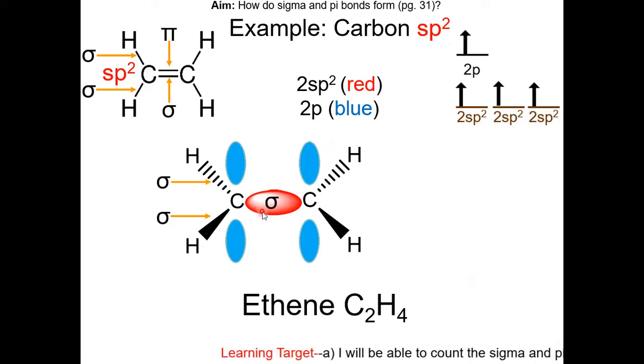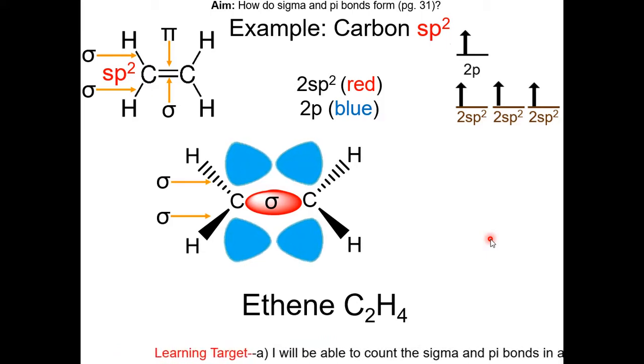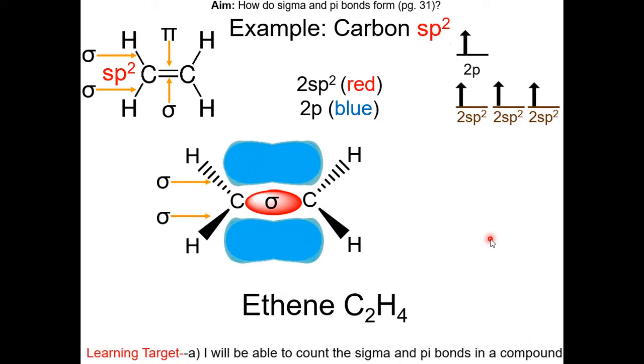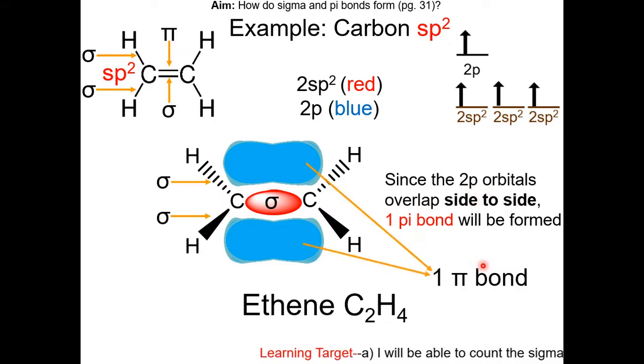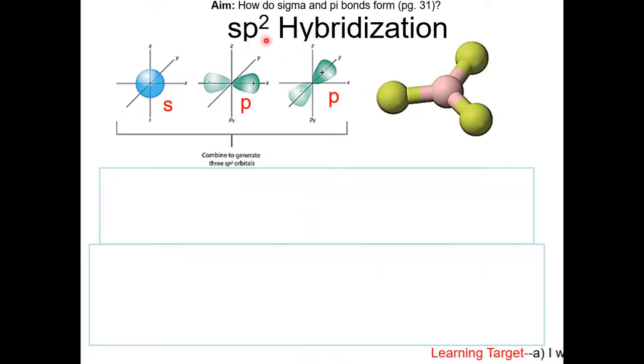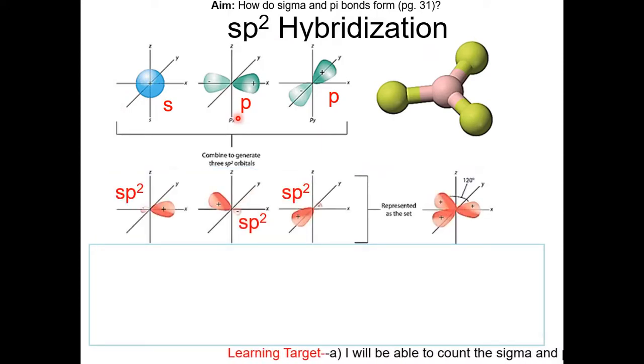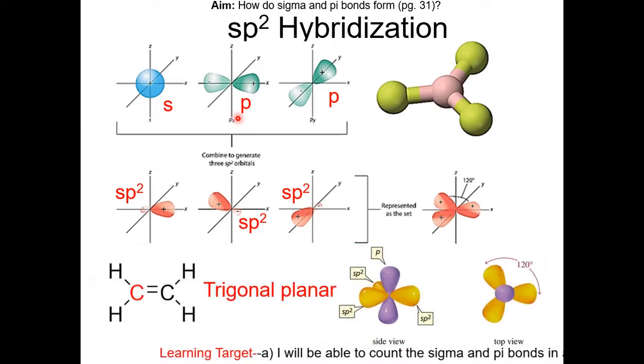The two sp2 hybrid orbitals from each carbon atom overlap end to end, forming a sigma bond. Now the p orbitals on each carbon atom will overlap side to side to form the pi bond. Since the two p orbitals overlap side to side, one pi bond will be formed. In summary, for sp2 hybridization, one s orbital and two p orbitals mix together to create three hybrid orbitals, which give us a trigonal planar shape.